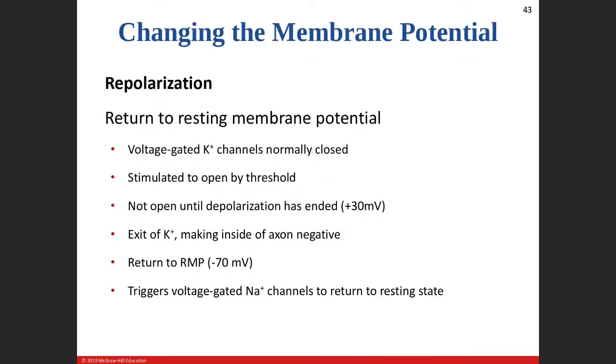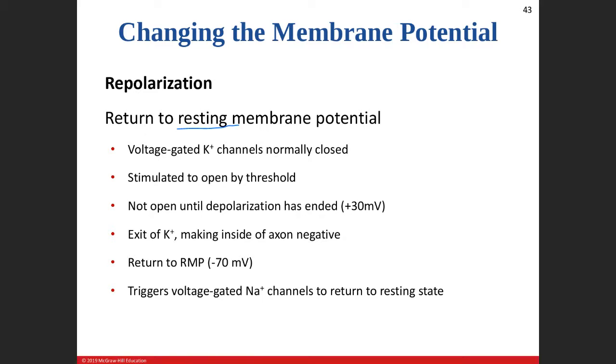Okay, so repolarization, simple, right? This is when we go back to resting membrane potential. So if we're going to repolarize something, same example, we're at -60 now. Now we need to make it -70. So we need to make the inside of the cell more negative. How do we do that?